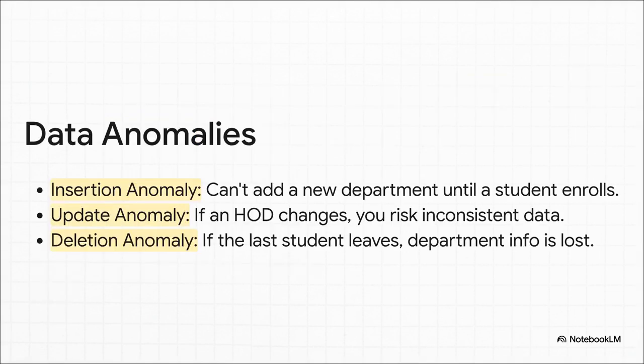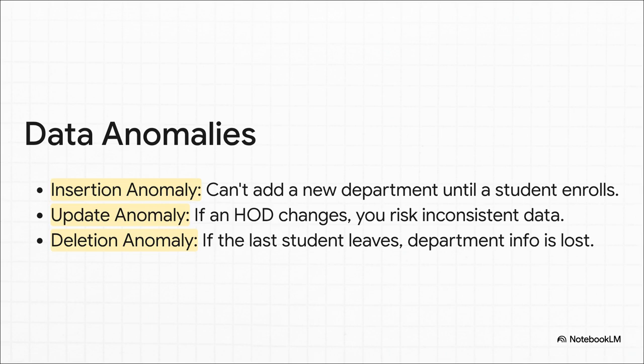And these anomalies, they come in three particularly nasty flavors. First, you've got an insertion anomaly. This means you literally can't add a new department to your database until a student actually joins it. Kind of weird, right? Then there's the update anomaly. Say the HOD changes. Now you have to hunt down every single student record and change it. If you miss just one, your data is now inconsistent. And finally, the deletion anomaly. This one's scary. If the very last student from the MEC department drops out, all the info about that department, the HOD, the phone number, it just vanishes.